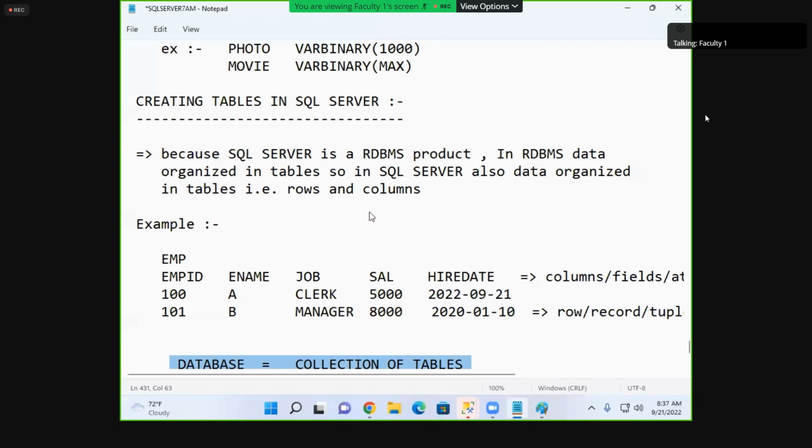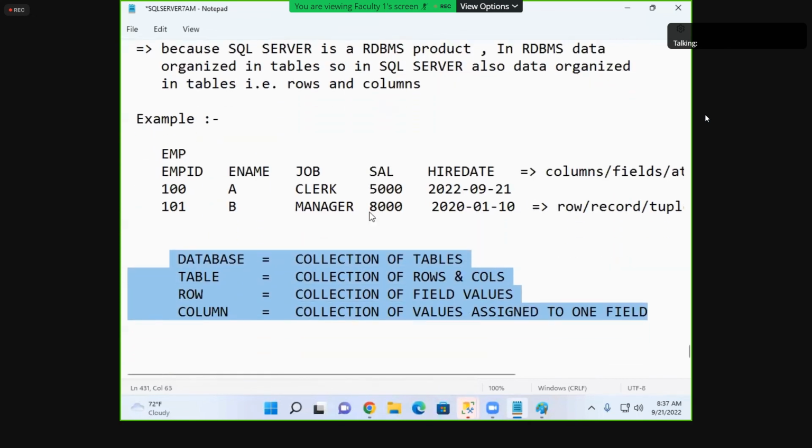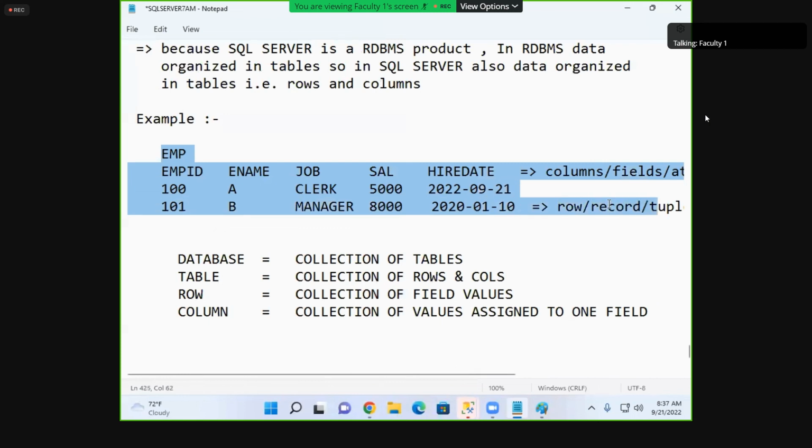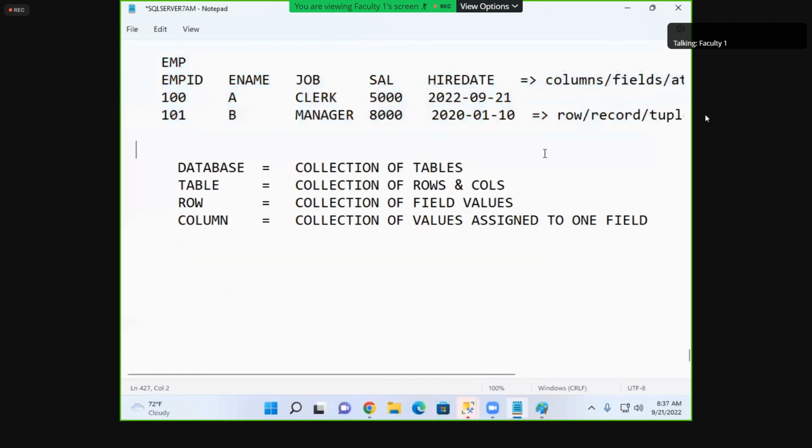In DBMS, data is stored in the form of tables. So a table is something like this. The table contains rows and columns. The rows are also called records or tuples. Columns are also called fields or attributes.